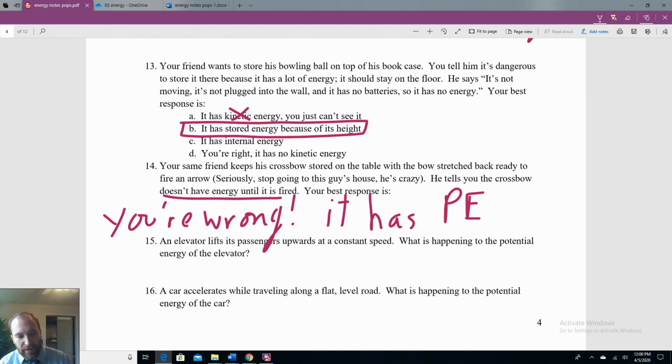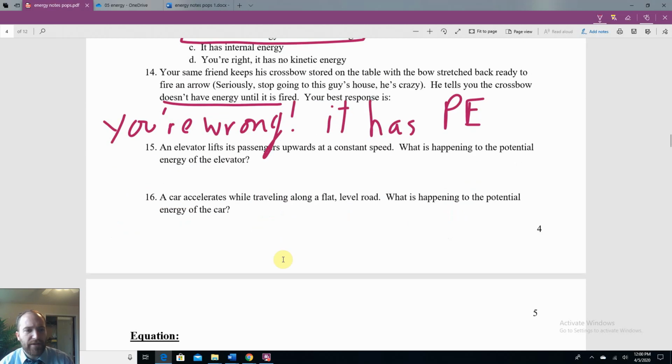Alright, and we've got to be able to think about what's happening to our different types of energy as things happen to the object. So like 15, an elevator lifts its passengers upwards at constant speed. What's happening to the potential energy? Okay, so if we're going upwards, we're gaining height, right? So I would say that our potential energy is increasing.